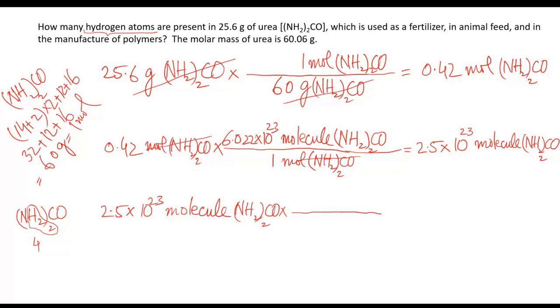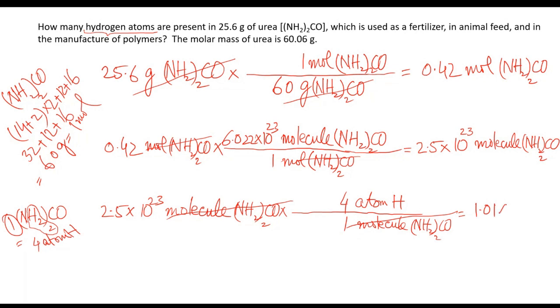What will you write down? Here, molecules, and up there, atoms of hydrogen. Now, in one molecule, how many atoms of hydrogen? 4 atoms of hydrogen. So 1 will be with molecule and 4 with atoms of hydrogen. Molecule of urea will be cancelled. When you use the calculator, it is 1.01 into 10 to the power 24 atoms of hydrogen. Yes, boys, this is your answer.